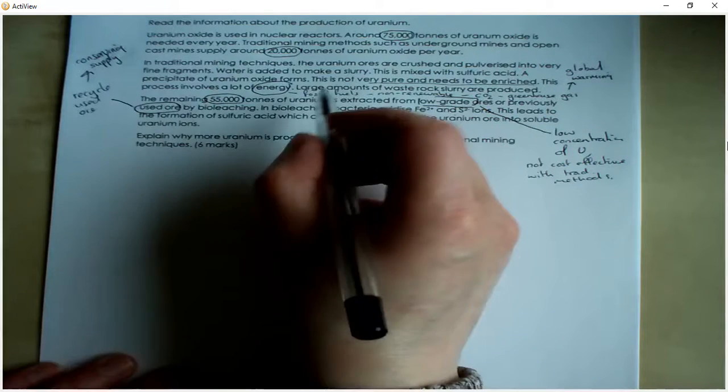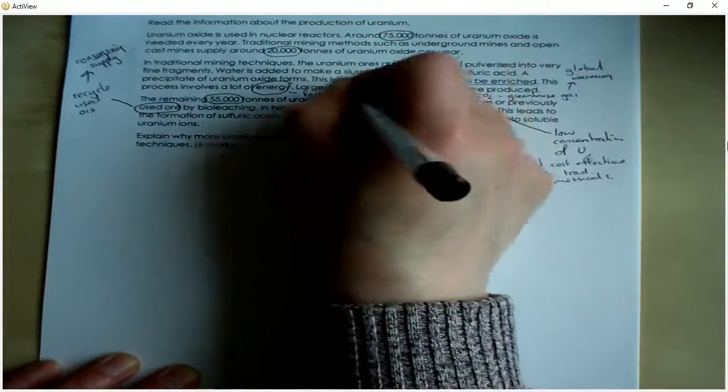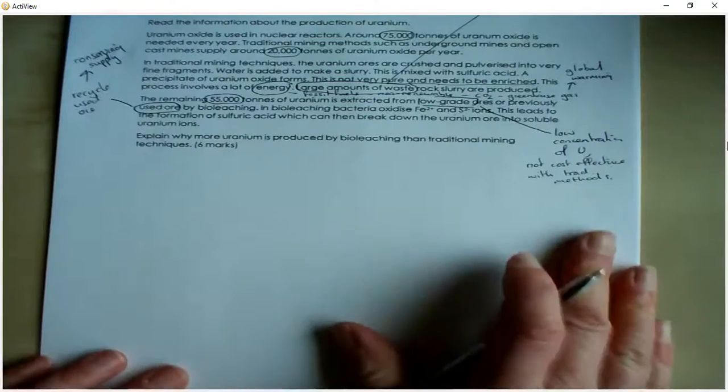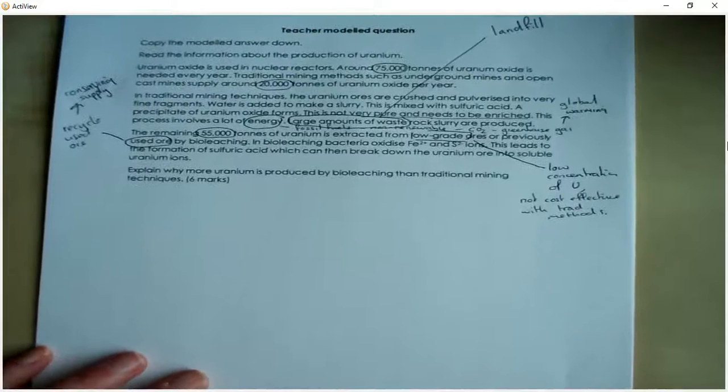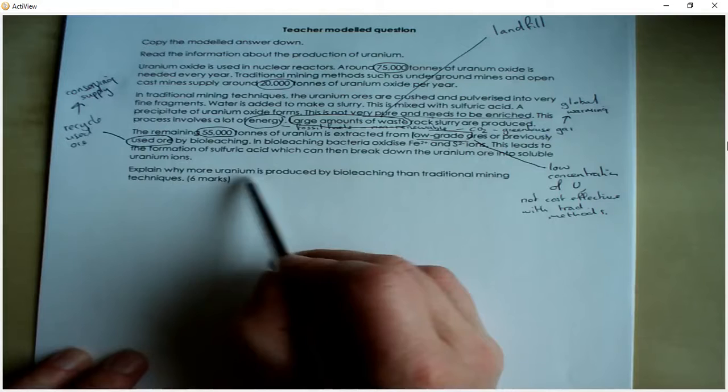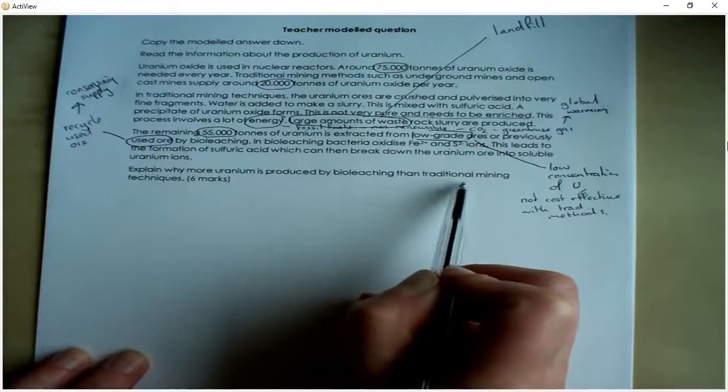Oh, hang on, we've missed a bit here. If we go back to the previous paragraph, large amounts of waste rock slurry are produced. So if we've got large amounts of waste, that's going to need landfill. You can't see that on there, but I've just written landfill at the top. Right, where were we? Explain why more uranium is produced by bioleaching than traditional mining methods.